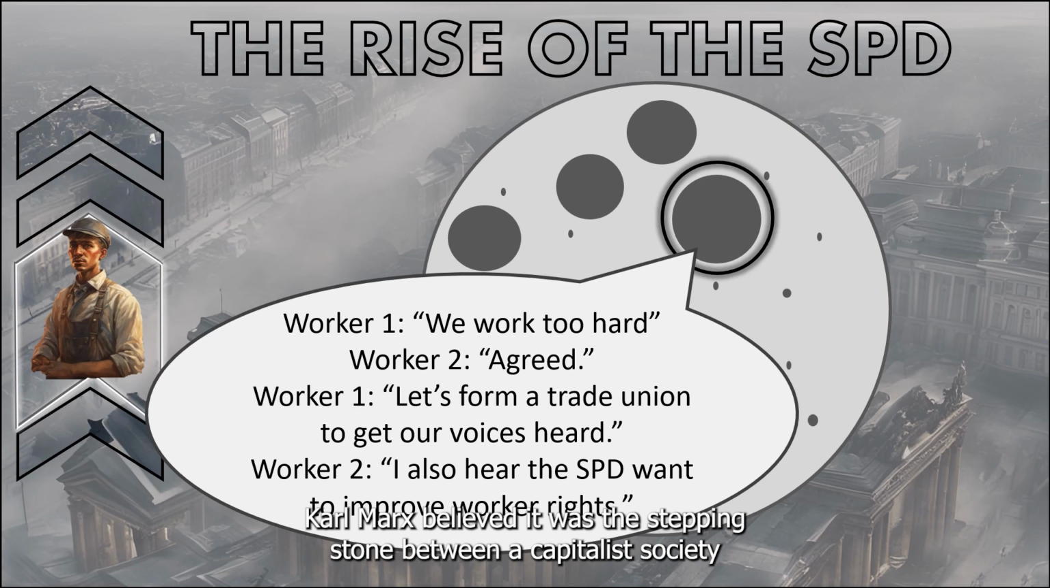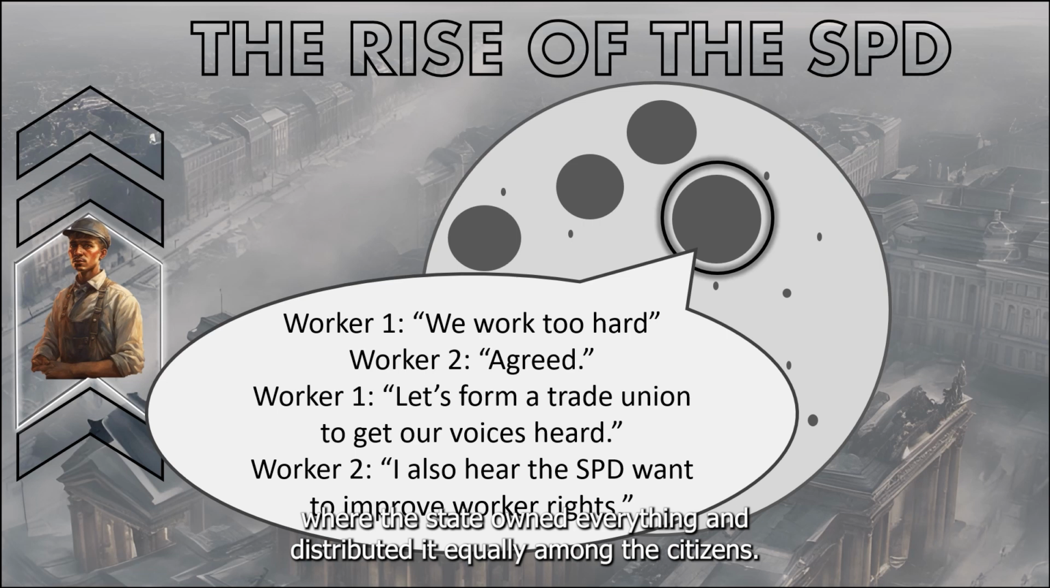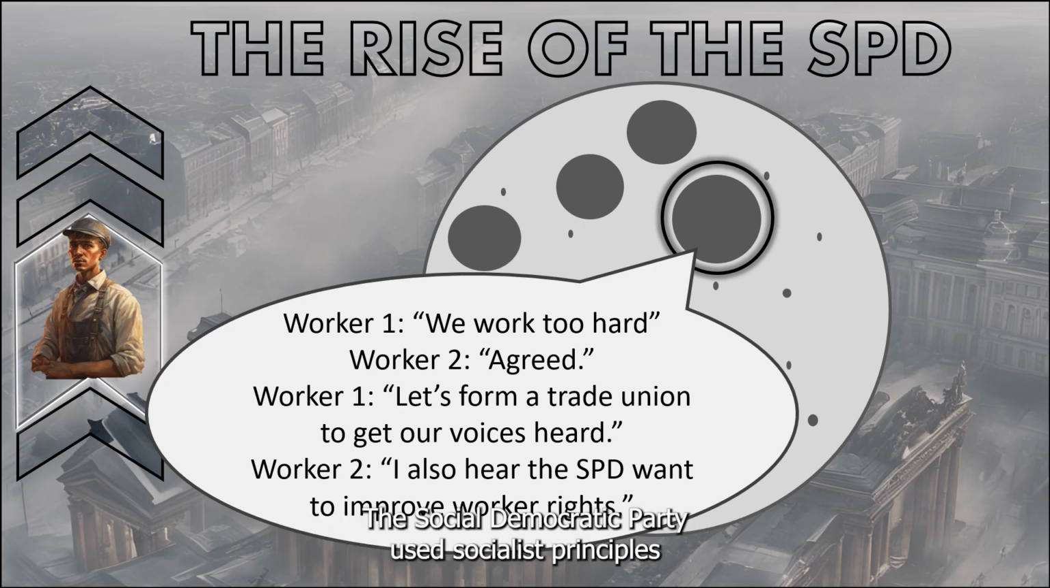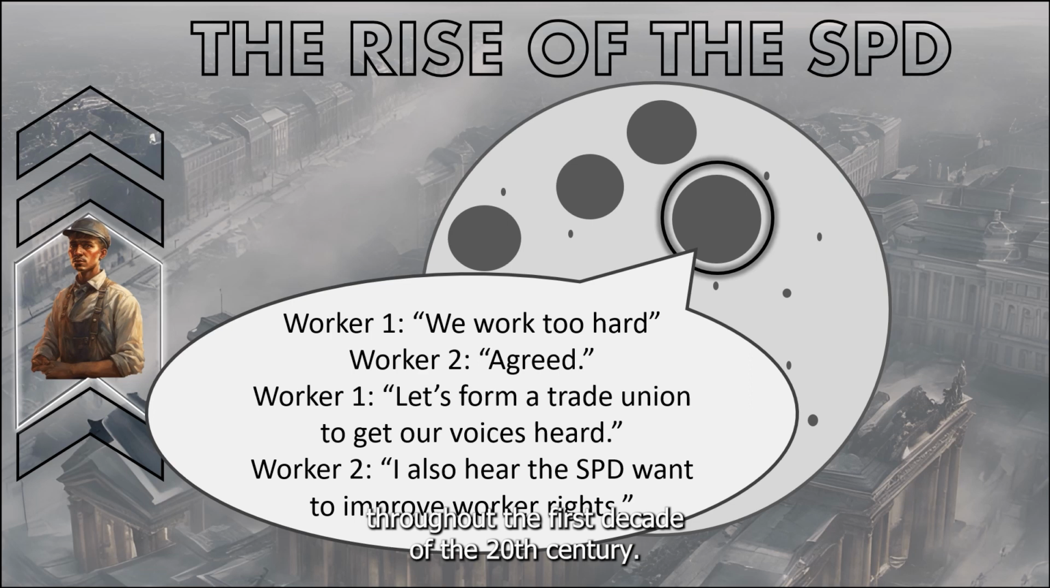Karl Marx believed it was the stepping stone between a capitalist society where industry was under the private ownership of rich factory owners and communism, where the state owned everything and distributed it equally among the citizens. The Social Democratic Party used socialist principles to advocate for worker rights, and they became increasingly more popular throughout the first decade of the 20th century. By the 1912 election, they won 35% of the votes and so became the largest party in the Reichstag.